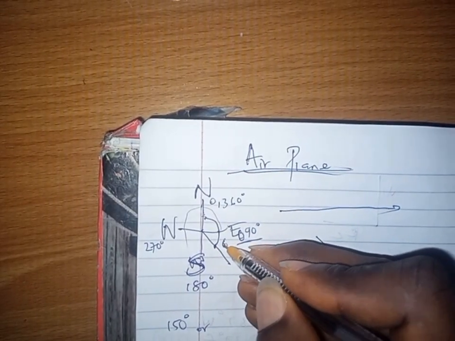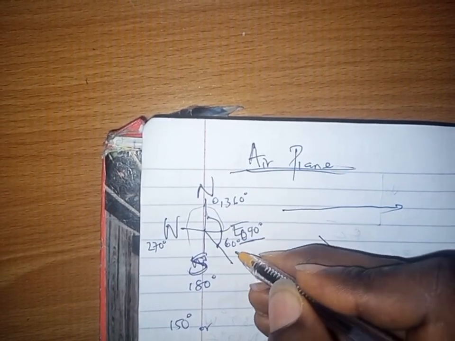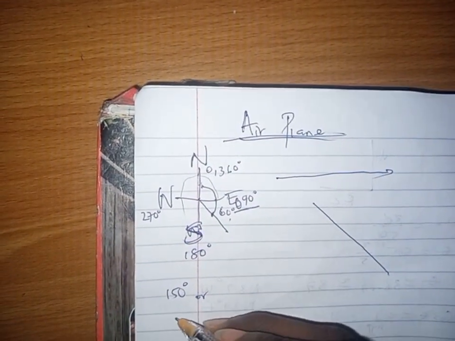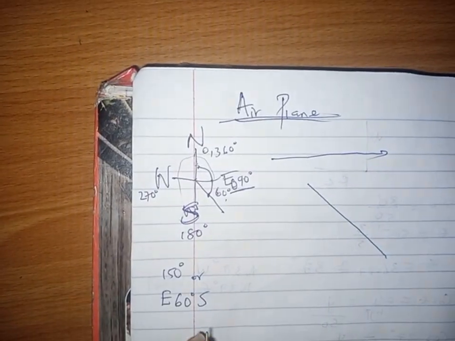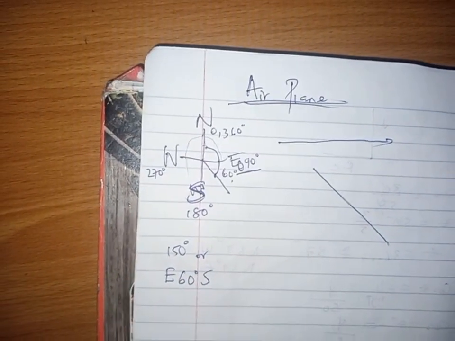East is where the angle 60 will come from. 90 plus 60 is 150. So this is also the same thing as saying east 60 degrees south. That is 60 degrees south of east.